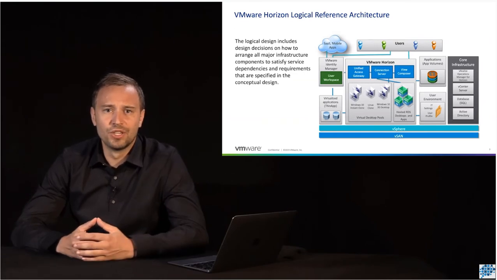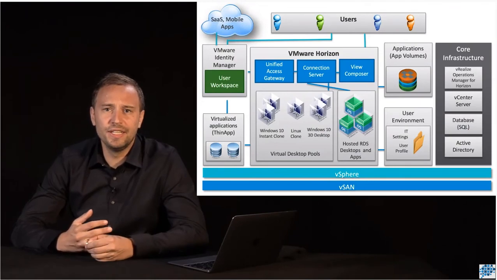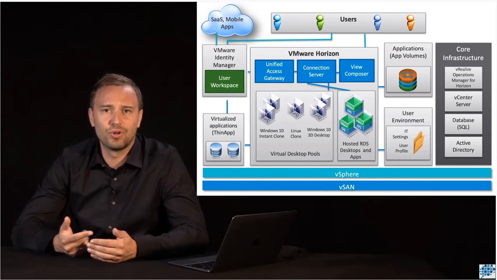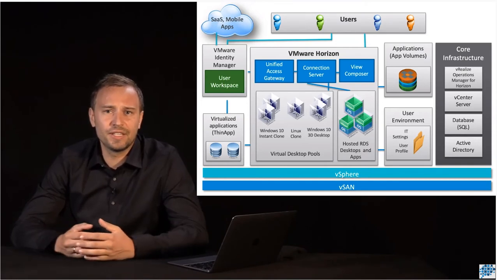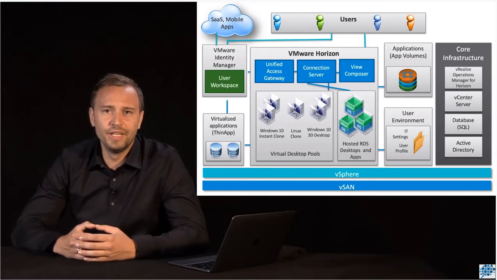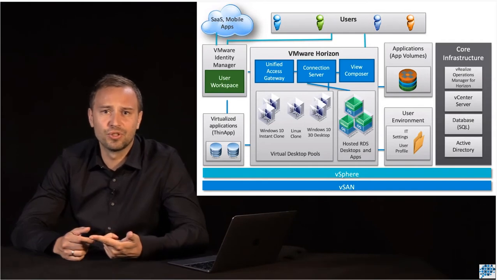So if we have a look at the Horizon logical reference architecture, we see that we have the underlying infrastructure layer like vSphere, like vSAN as a persistent storage for our virtual desktops or for our remote desktop session host that we then deliver as Horizon applications to the end user. For sure, we need some core infrastructure products like Active Directory, databases for certain management products, and need to have them in place.